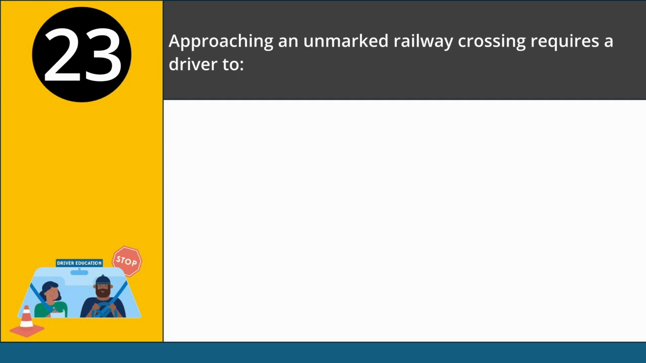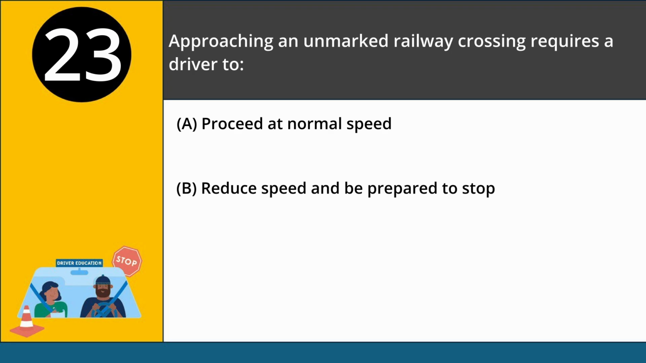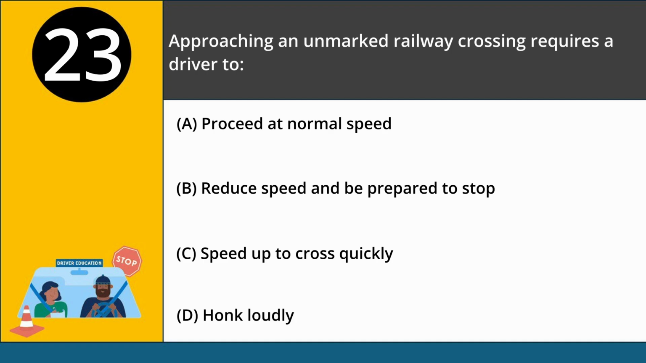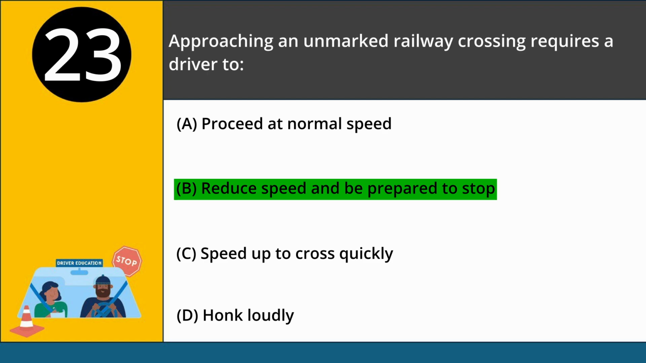Approaching an unmarked railway crossing requires a driver to: A. Proceed at normal speed. B. Reduce speed and be prepared to stop. C. Speed up to cross quickly. D. Honk loudly. Answer B. Unmarked crossings require caution as trains may not be visible.